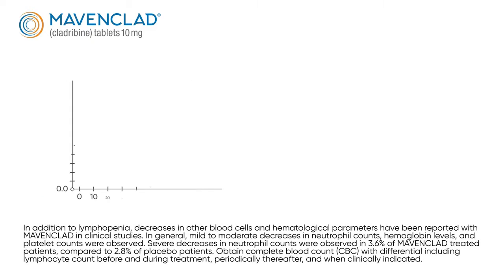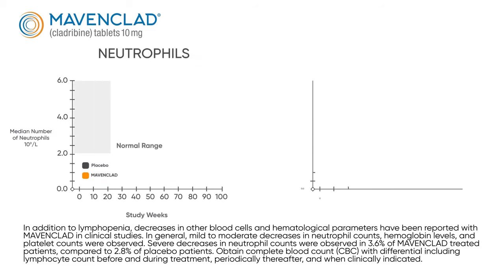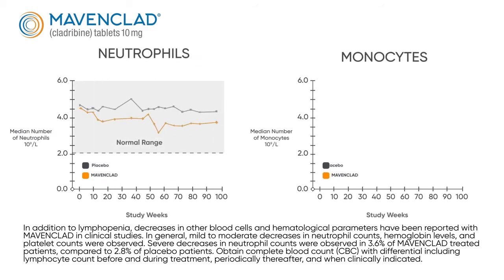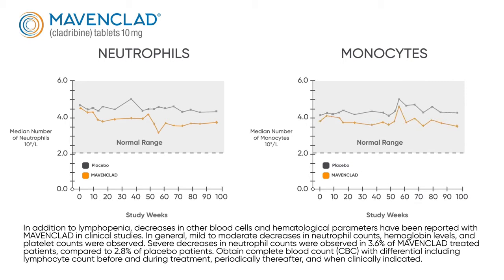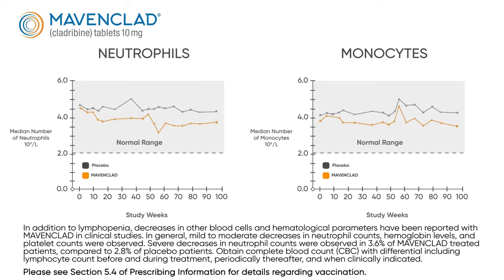In general, mild to moderate decreases in neutrophils and monocytes were observed, and the median levels remained within the normal range throughout the treatment period. Severe decreases in neutrophil counts were observed in 3.6% of MAVENCLAD-treated patients, compared to 2.8% of placebo patients. Vaccination can be considered until 4 to 6 weeks prior to starting each MAVENCLAD course if white blood cell counts are within normal limits. Please see Section 5.4 of Prescribing Information for details regarding vaccination.